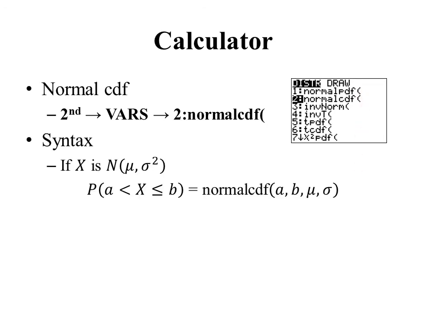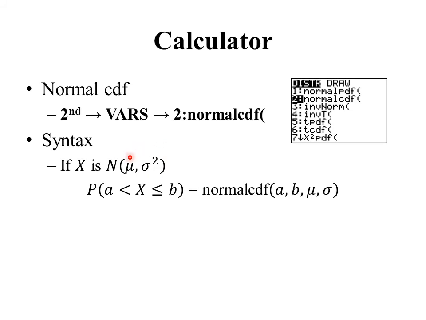Now, the syntax for this formula looks like this. If our random variable x is normally distributed with mean mu and variance sigma squared, well then the probability that x is between a and b in calculator-ese looks like this: normal CDF of a, comma b, comma mu, comma sigma. Now notice here that in the calculator we're going to enter sigma, the standard deviation, not sigma squared, the variance.